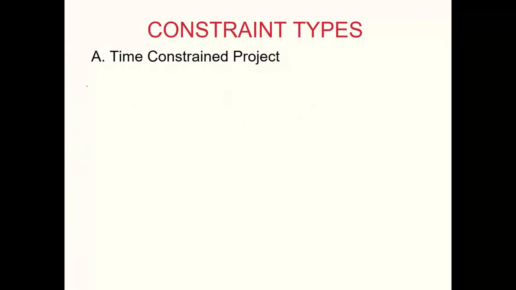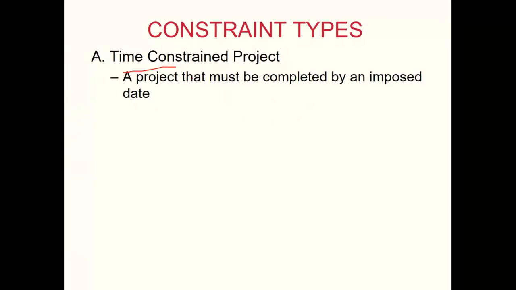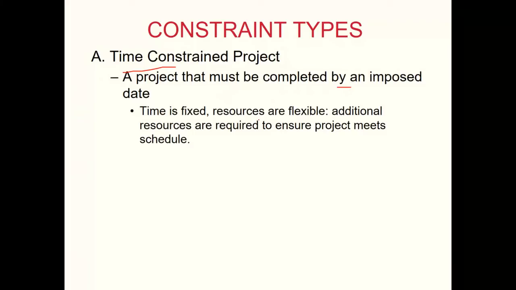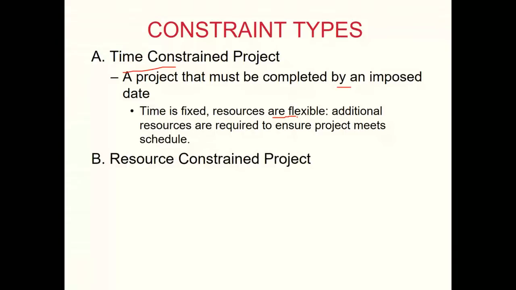we are working with different types of constraints. So the most common is an example of a time constraint project, where a project must be completed by an imposed date. Time is fixed, resources are flexible. So additional resources may be required to ensure the project meets the schedule. So an example could be a shopping center which wants to open well ahead of the Christmas season so that it could target the Christmas market. And this could be an example of a time constraint project.